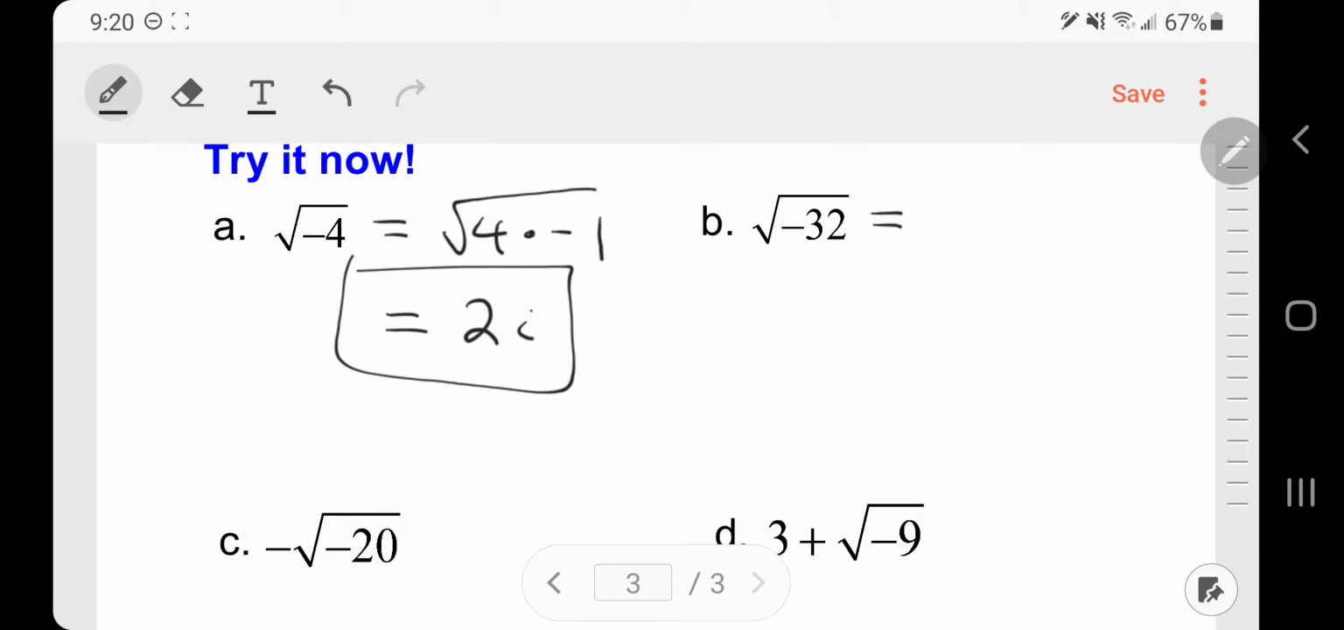Now, -32. 32 is not a perfect square, so we could break that into multiples. Let's go ahead and break that into 16 and 2, 16 being our greatest perfect square. And we also have the multiple -1.